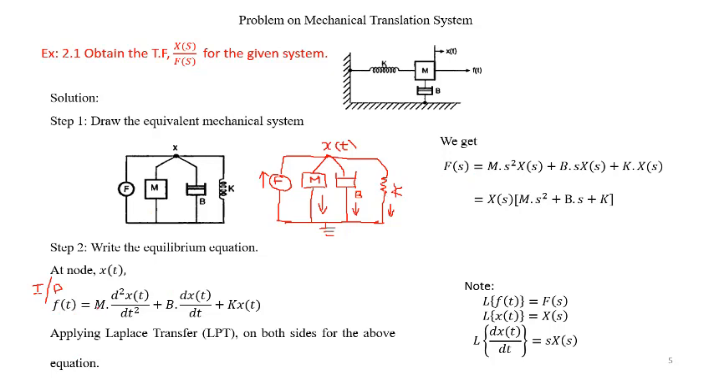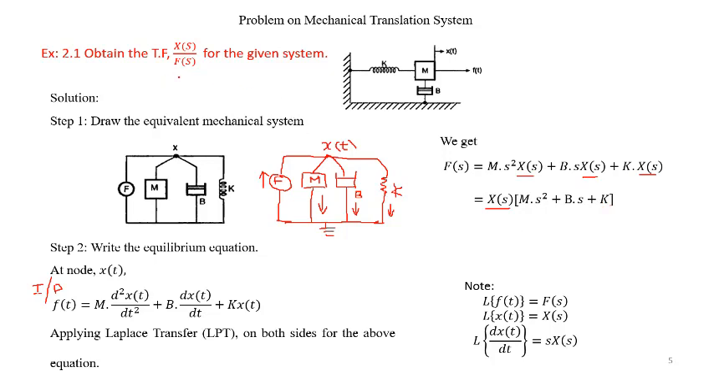Using these transformations, we get Laplace transform of f of t equal to capital F of s, Laplace transform of m d square x by dt square is s square into X of s, Laplace transform of b into dx by dt equals b into s into X of s, plus Laplace transform of k into x of t equals k into X of s. Next, we take X of s common here. We get this algebraic equation, that is m into s square plus b into s plus k.